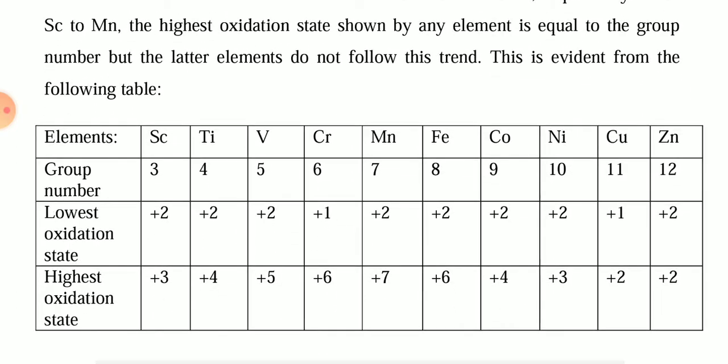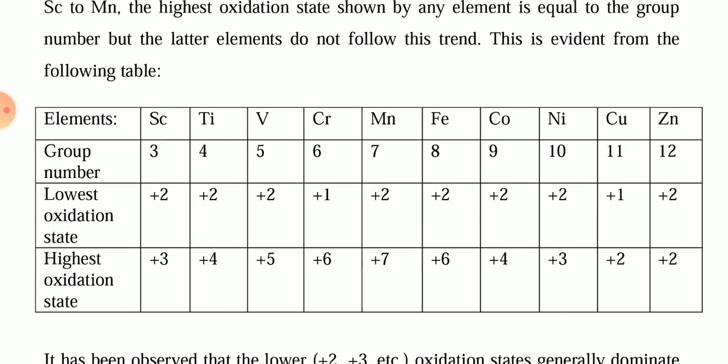You can see in this table the elements scandium, titanium, vanadium, chromium, manganese, iron, cobalt, nickel, copper, and zinc. The group numbers are 3, 4, 5, 6, 7, 8, 9, 10, 11, 12, and you can see the lowest oxidation number and the highest oxidation state for each particular element. As you can see, in the first transition series the lowest oxidation number is +1 and the highest oxidation state is +7, which belongs to manganese.